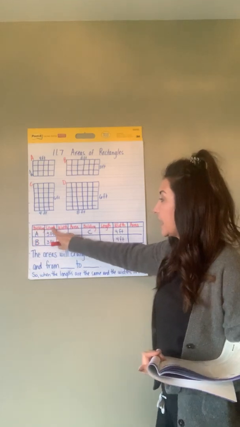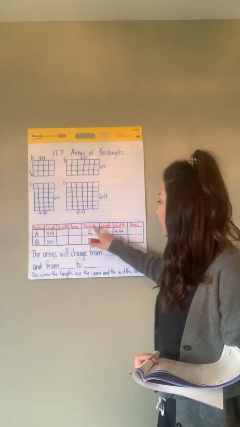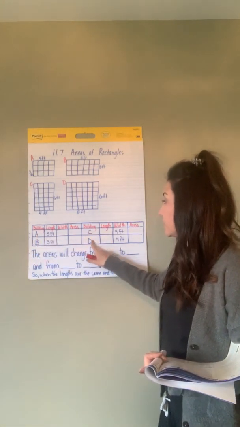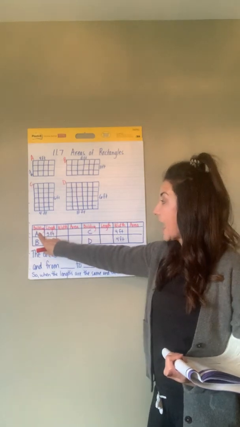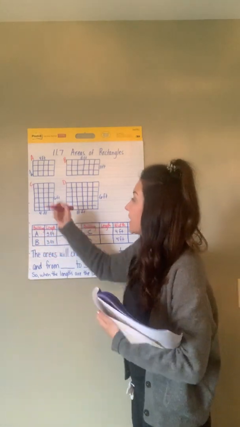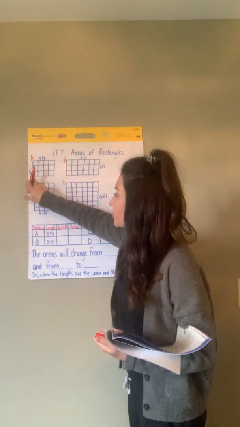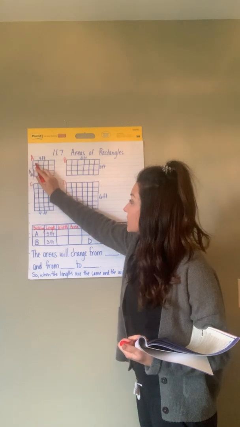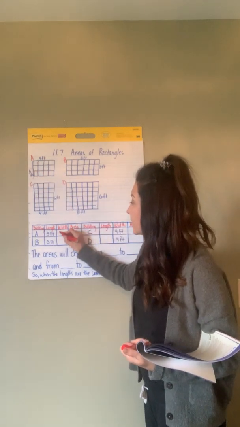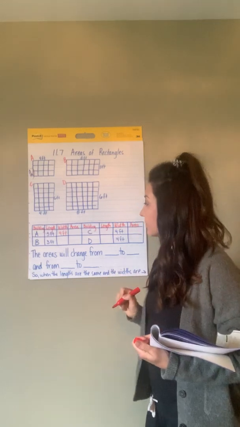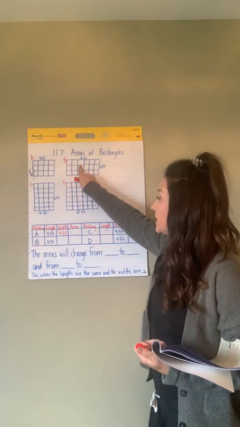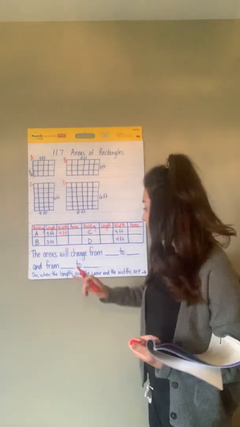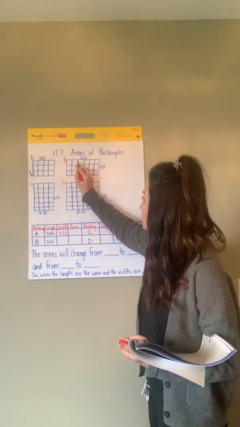This says building, length, width, area. So we have building A and building B, building C and building D. If you look at building A, the length is 3 feet, okay? So here's your length, which is the 3 feet: 1, 2, 3. Your width is going to be 1, 2, 3, 4 feet. For B, your length is 3 feet, 1, 2, 3, or you can look at the 3 here. And your width is 8 feet.